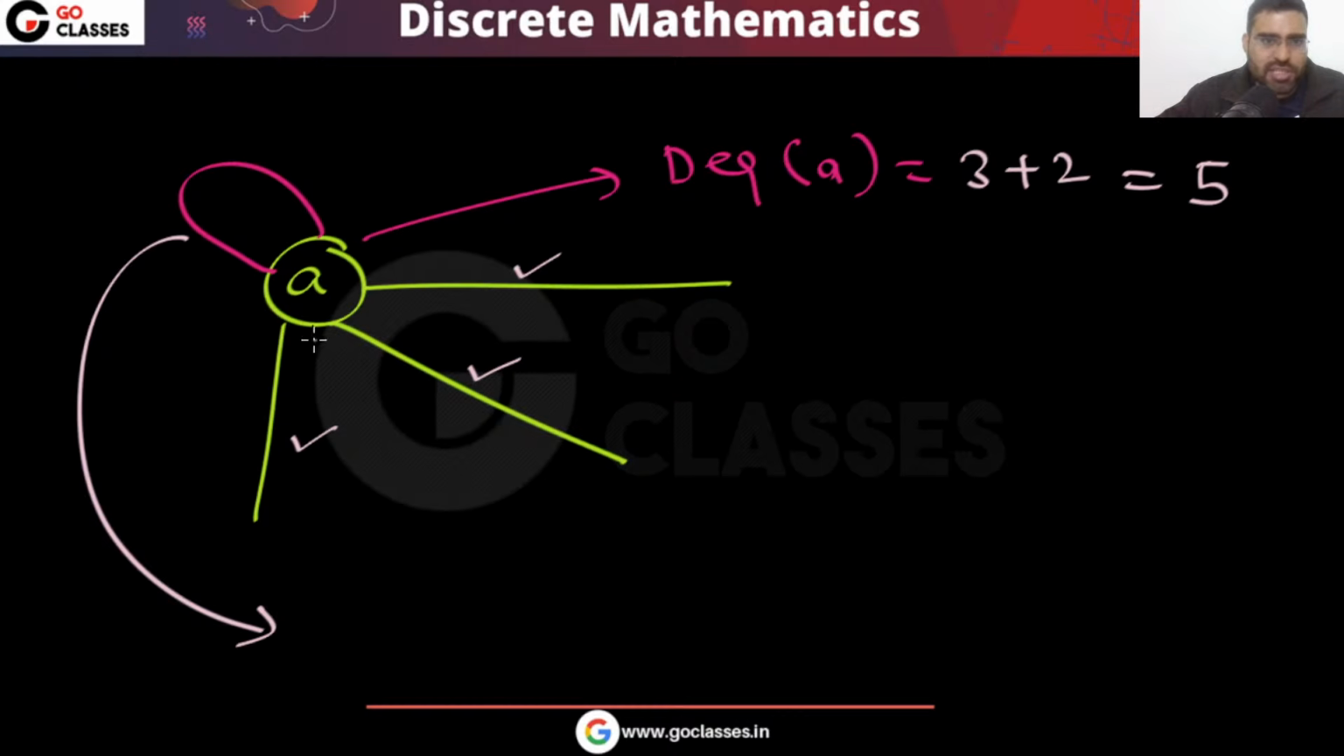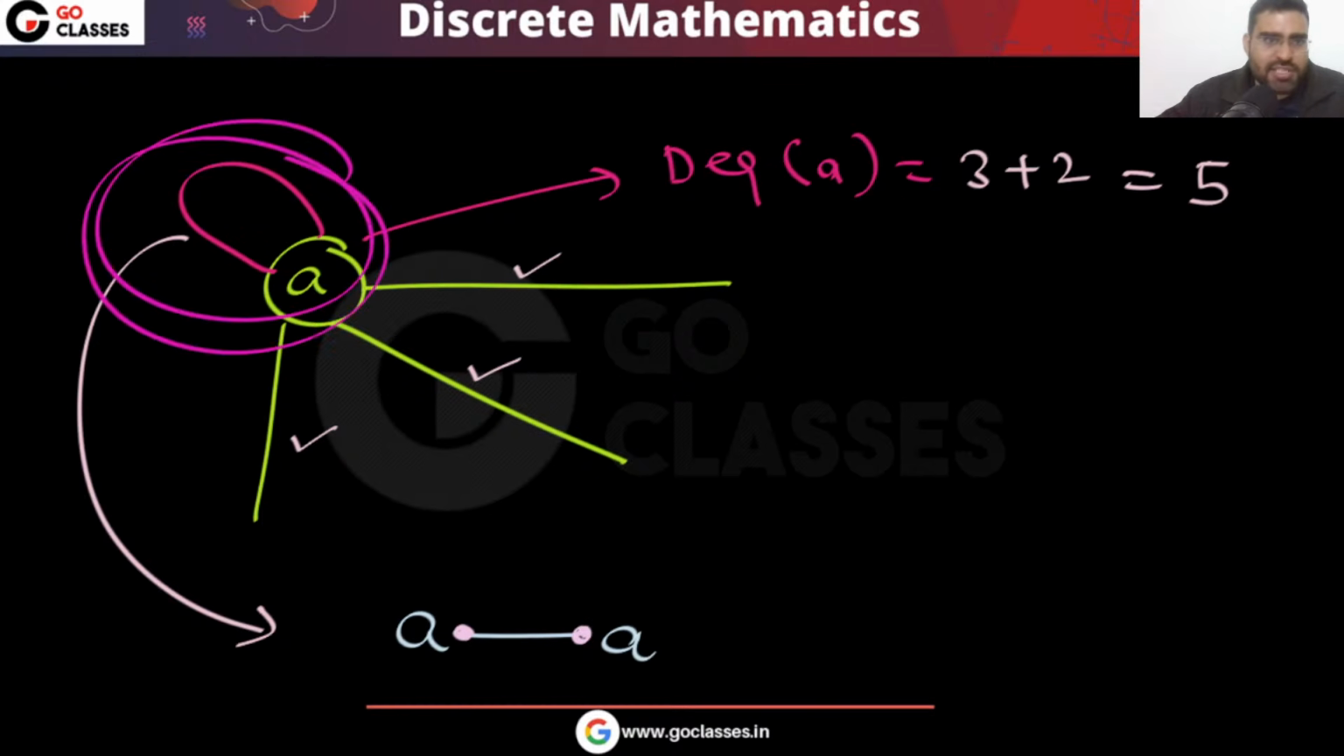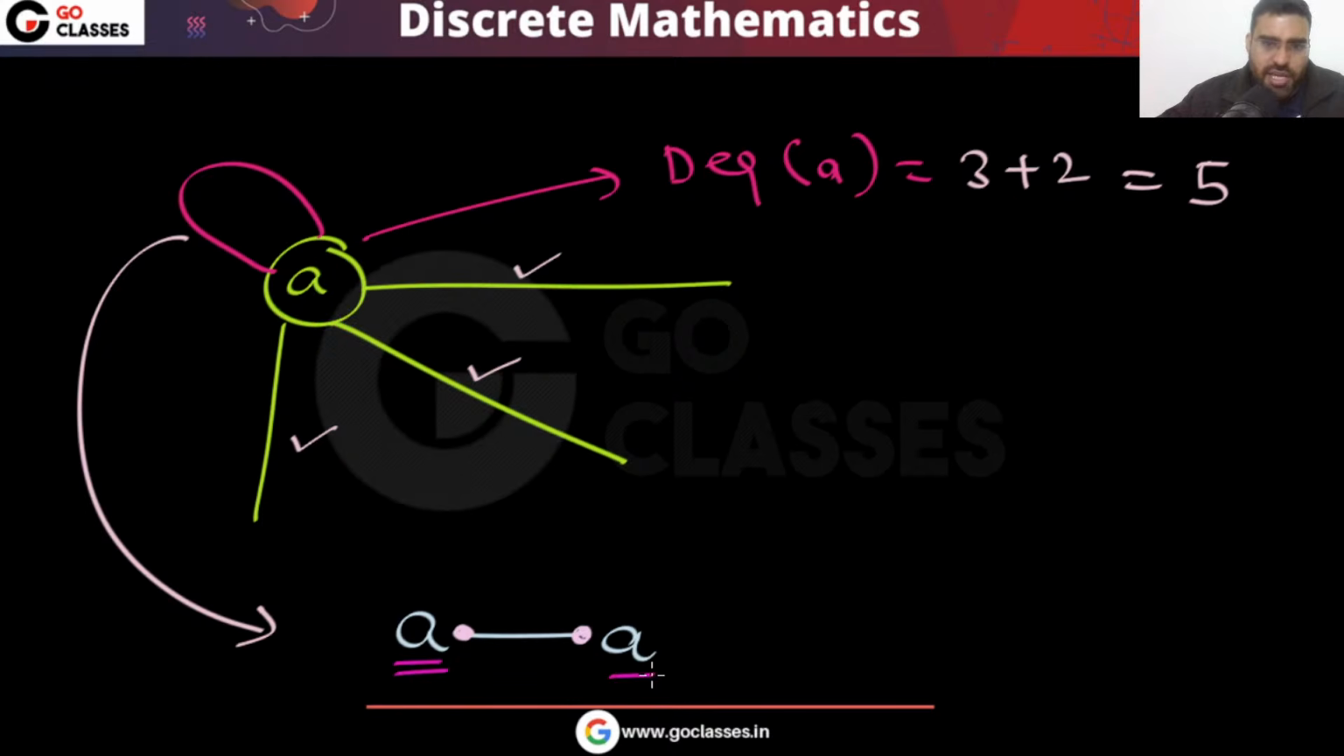Okay, why? What is the reason? Because you can consider this as AA. So you can notice this self loop is incident on A 2 times. This is falling on A 2 times. You can consider like this. So that is the reason the answer is 5.